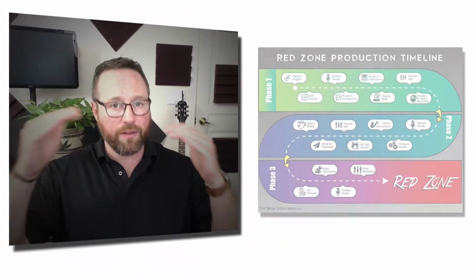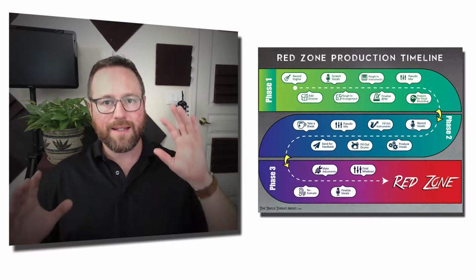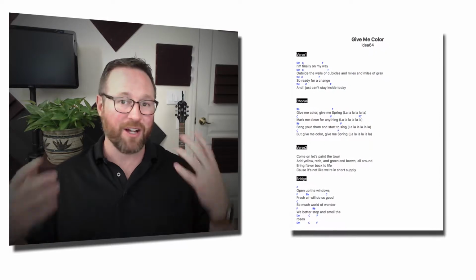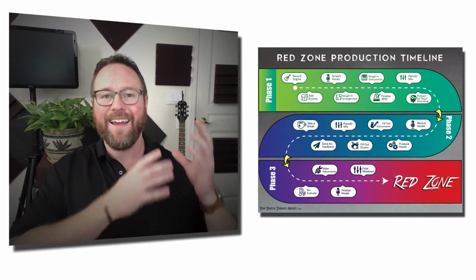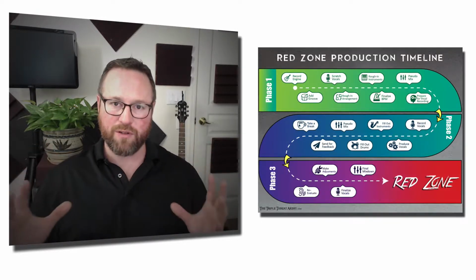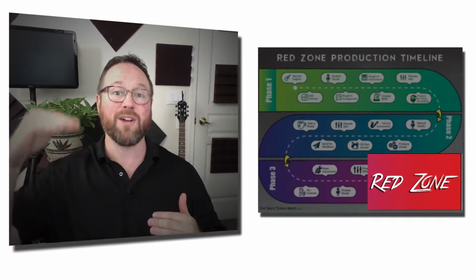So what I want to do right now is walk you through the different steps in this Red Zone production timeline, show you the 3 different phases and all the little steps and what I do when I'm walking through this. Now, again, this is assuming that you have a song, a finished composition, a song that you've written or somebody else has written, and you want to produce it. You want to get it from where it is right now, not recorded, into a recorded phase, but also produced well enough to be what I call Red Zone worthy, Red Zone ready.